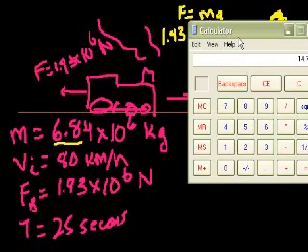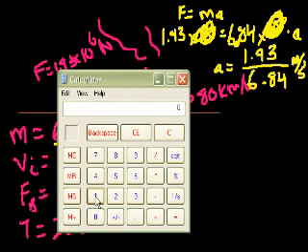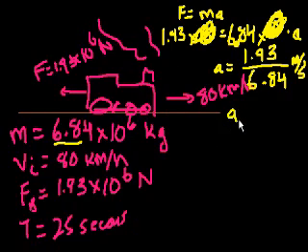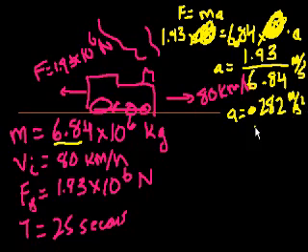Let's get the handy calculator here, because I don't want to waste your time reviewing how to divide decimals, although that might not be a bad review. Most people forget. 1.93 divided by 6.84 is 0.282. So the acceleration is equal to 0.282 meters per second squared.